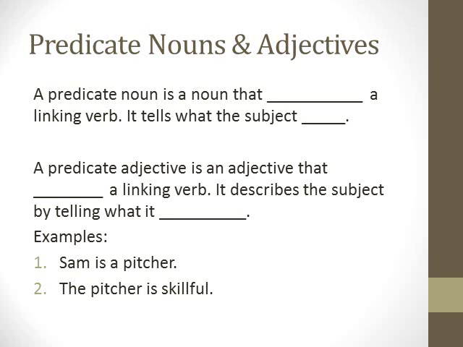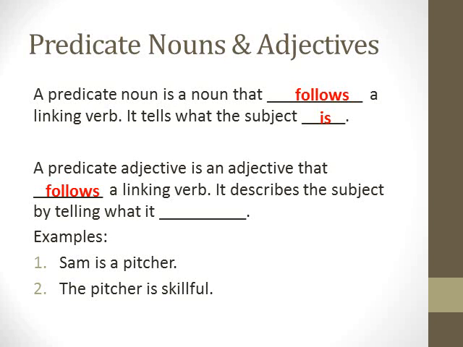Predicate nouns and adjectives. A predicate noun is a noun that follows a linking verb. It tells what the subject is. So predicate noun, as you can kind of tell, is going to be located in the predicate part of the sentence, and the part of speech will be a noun. That's why we call it a predicate noun. So pretty simple.